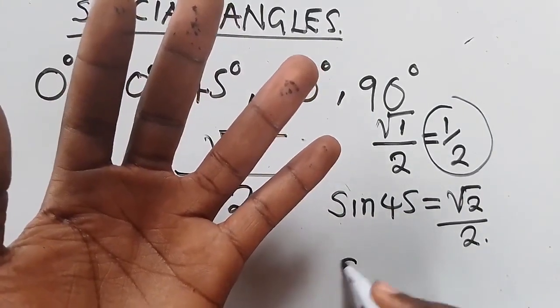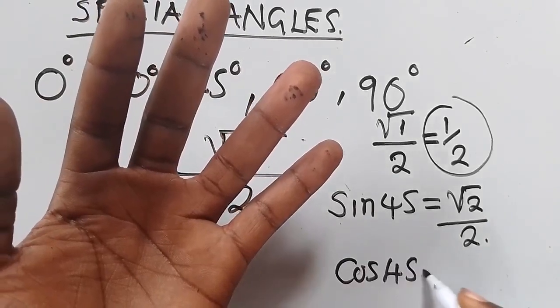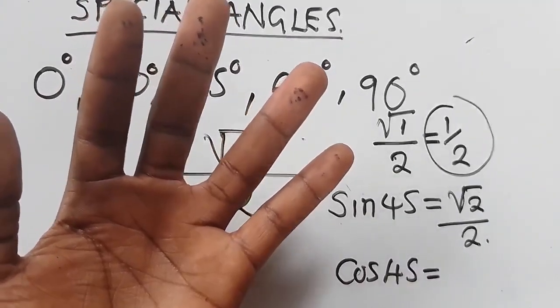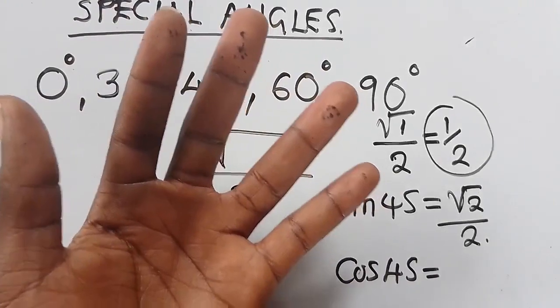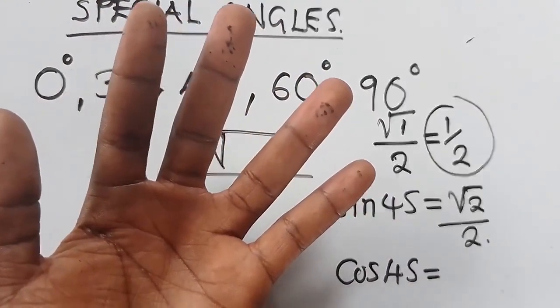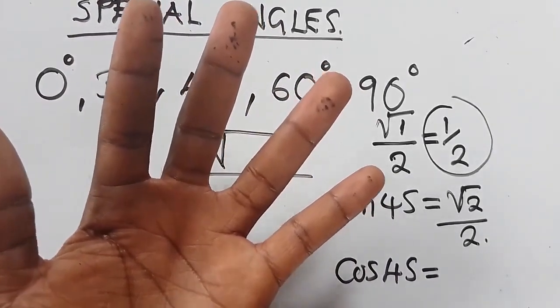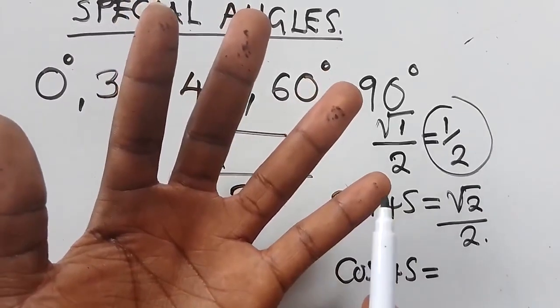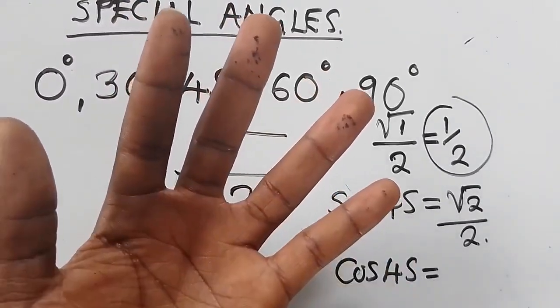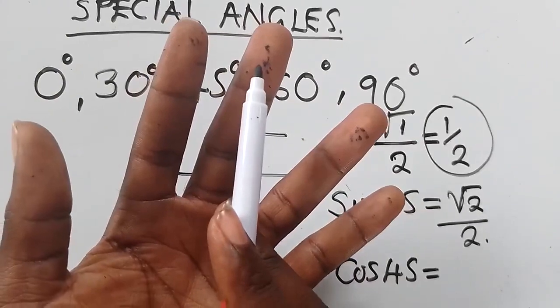So we go to cos. What if we want to find cos 45? What are we supposed to do? I'm using my fingers here. This is my left hand. For cos, I told you we need to go that side. 45, we know that it is here.